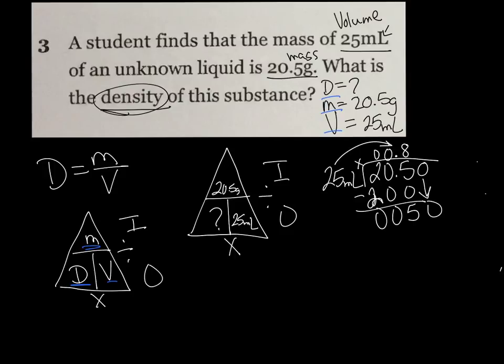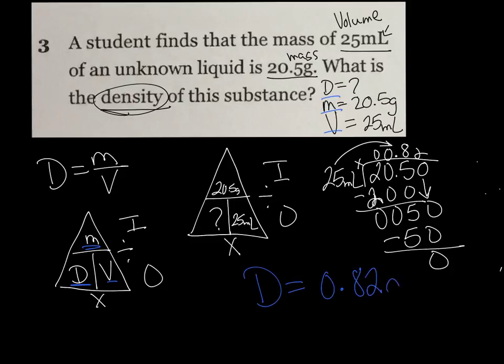What about 25 into 50? How many times does that go in? Great job. Goes in twice, so 25 times 2 is? Awesome job. 50. 50 minus 50 is 0. Great. So our answer here should be density equals 0.82 grams per milliliters.